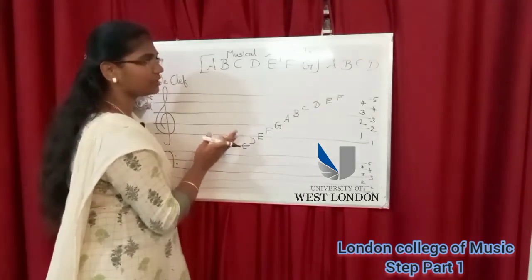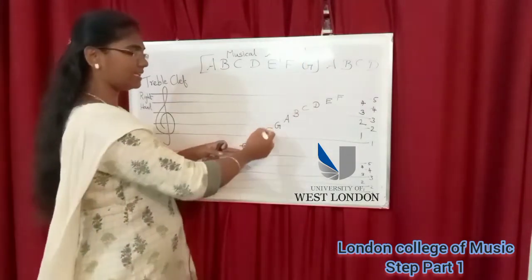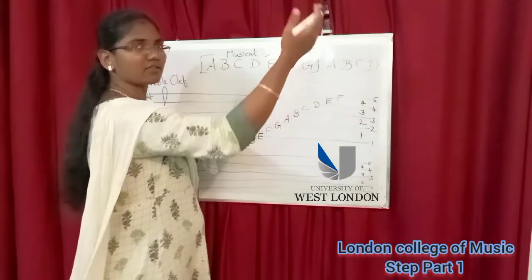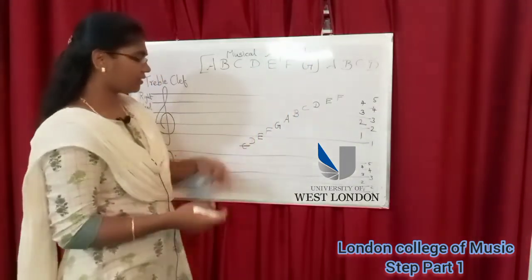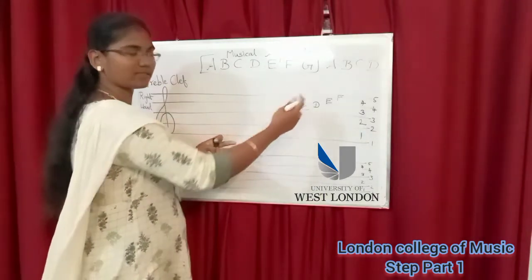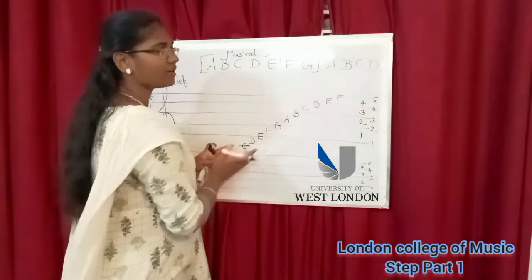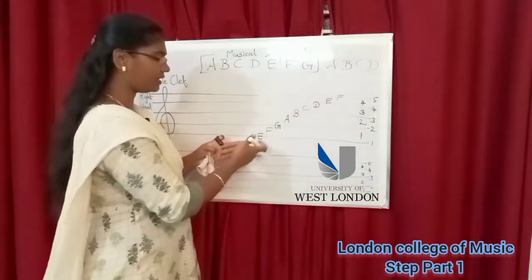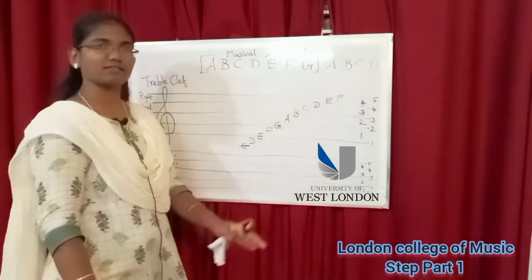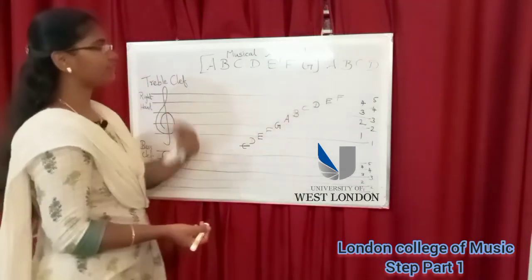So all the notes are arranged in ascending order. So C, D, E, F. The next note will be in the next line or space. Alternate notes are arranged in lines, alternate notes are arranged in spaces. So C, E, G, B, D, F are placed in the lines, and then D, F, A, C, E are placed in the spaces.